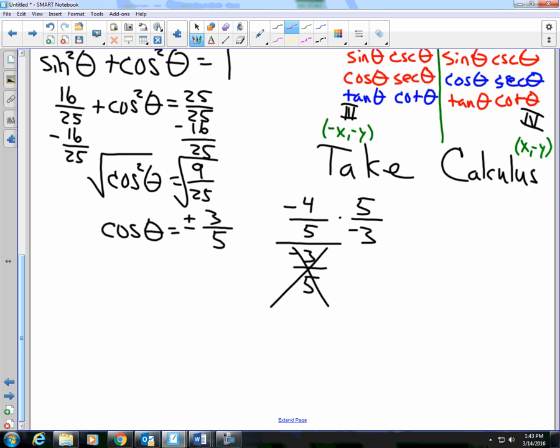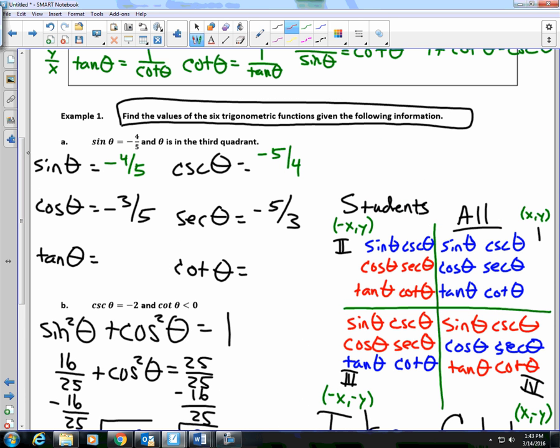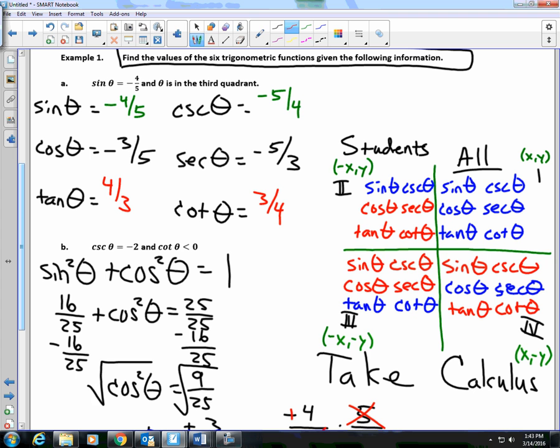What happens? So cotangent is 6. What do you think?